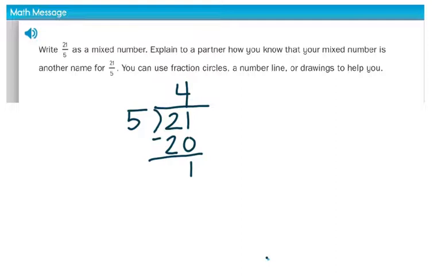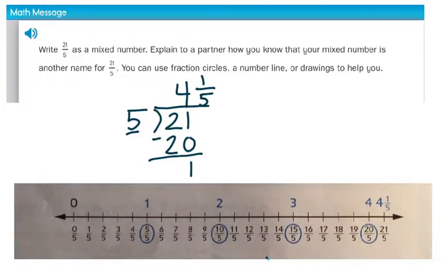The remainder, when we write that as a fraction, goes on the top. So go ahead on your whiteboard, write that as the numerator. The denominator is the divisor, 5. Now, I'm going to go ahead and show it to you on a number line to see what that would look like.